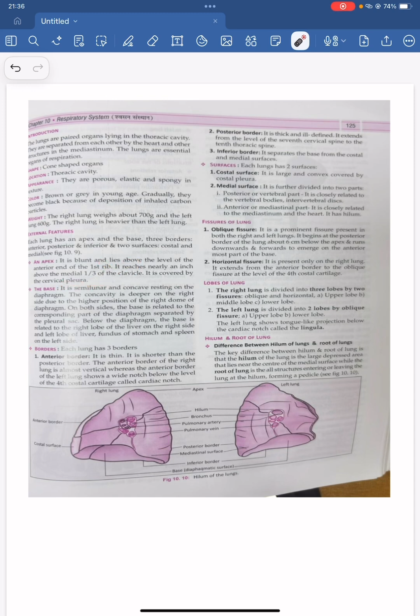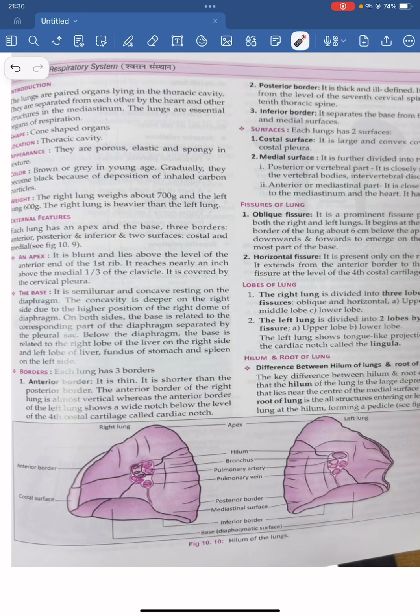So where is the base placed? You know how the lungs look already from your dissection. It is semilunar, concave, and resting on the diaphragm. Due to the presence of the diaphragm, it has a concave shape. The concavity is deeper on the right side due to the higher position of the right dome of the diaphragm.